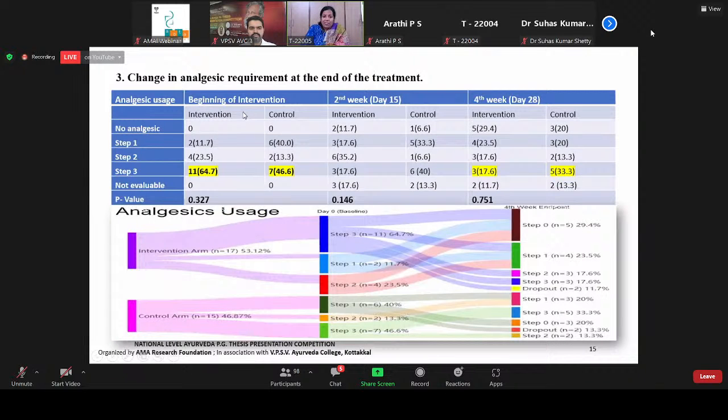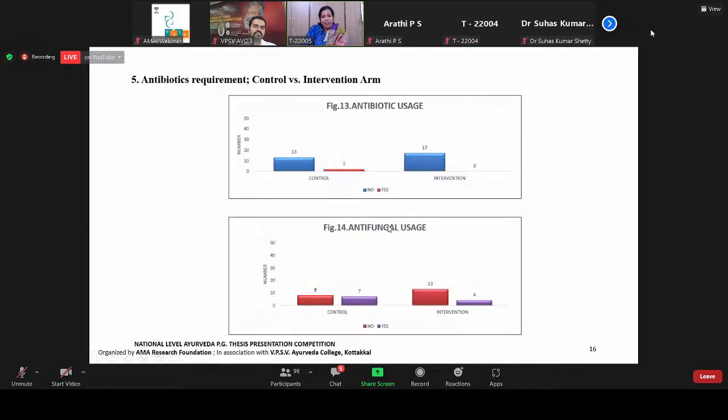The next parameter was change in analgesic requirement. At the end of the radiation therapy, or during my baseline, there were 11 patients, 64.7%, in the intervention arm who were on morphine or opioid derivatives, step 3 analgesic, compared to 7 patients, 46.6%, in the control arm. And after 28 days of intervention, there were only 3 patients who used a step 3 analgesic compared to 5 patients, 33.3%, in the control arm.